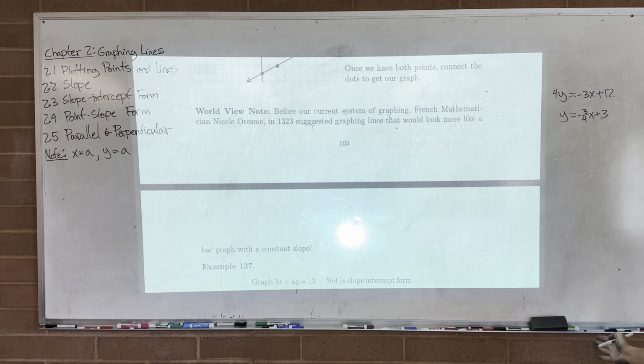Okay, what's our slope? Negative 3/4. What's our y-intercept? 3. So let's graph this thing.